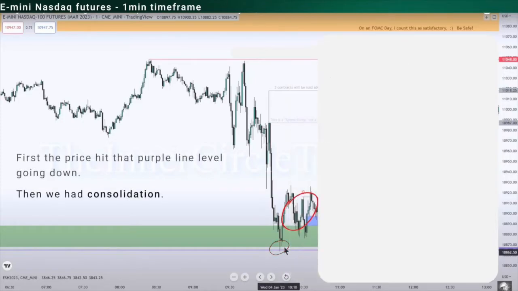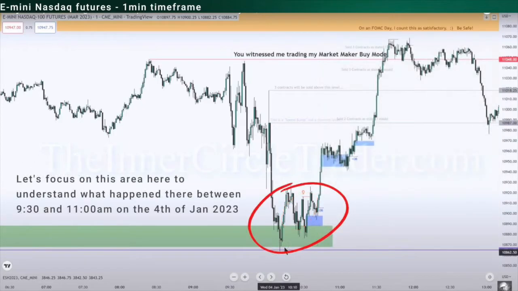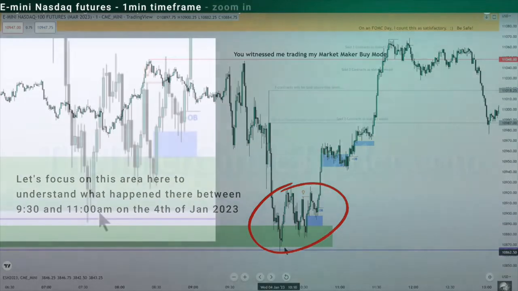So we know that first the price has hit the purple line level, going down, going lower. And then what happened? As you can see here on the red circled area, the price consolidated. Look at this big red circle and at the price movements inside it. We will be focusing on this area to understand what has happened there between 9:30 and 11 am New York local time on the 4th of January 2023. Guys, I have zoomed in here for us to be able to really see the price movements. And now let's start slowly to break them down.